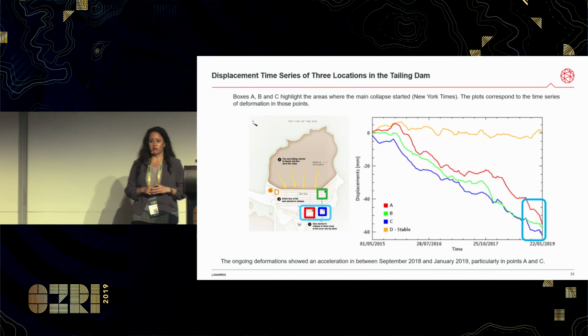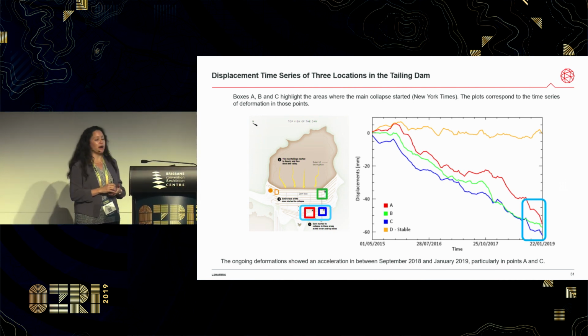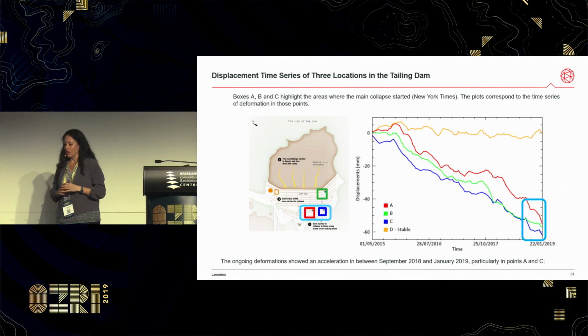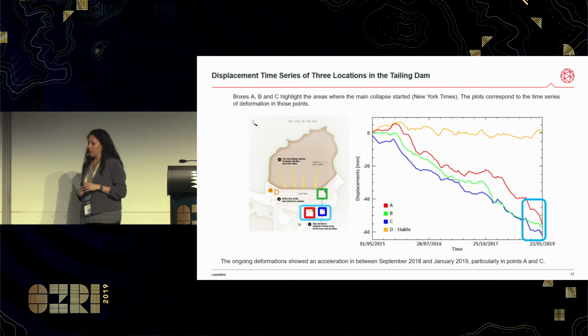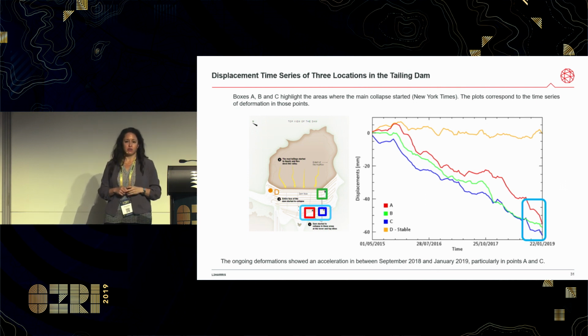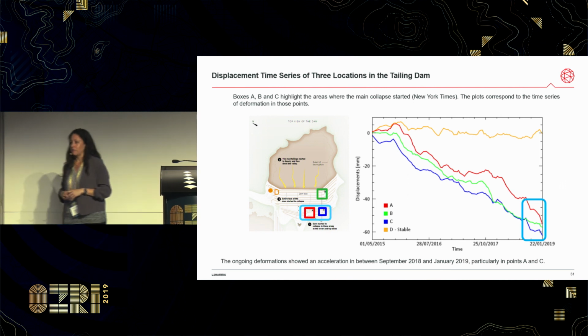So in those 4 months right before the collapse, it's outlined in the blue box right there. You could see that there was even a much greater amount of displacement happening right at that point in time. So we could have possibly seen then, if we had been tracking this location, that there's something that needs to be investigated in that particular location there.